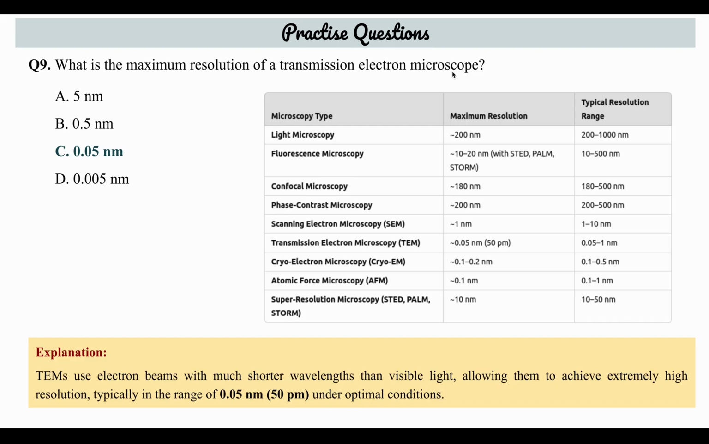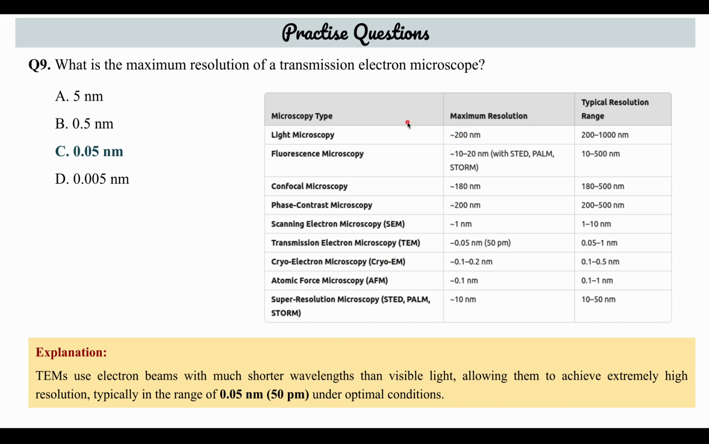Okay, let's see. The right answer is option C, which is 0.05 nanometers. TEM uses electron beams with much shorter wavelengths than visible light, which allows it to achieve extremely high resolution, and its range is 0.05 nanometers under optimal conditions, which is also known as 50 picometers.